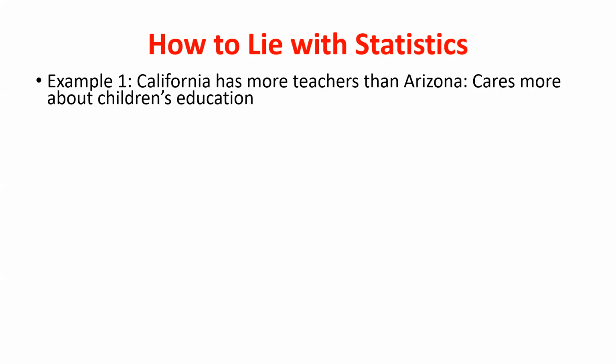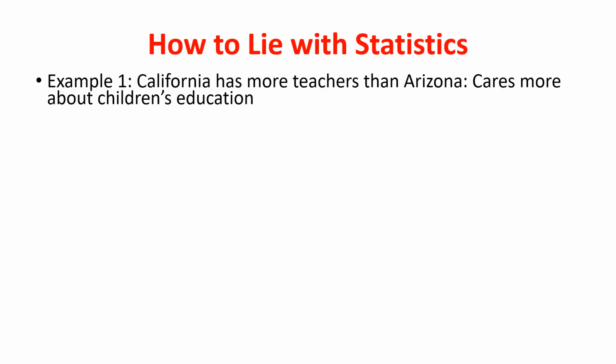California has more teachers than Arizona. Why does that not necessarily mean that California cares more about children's education? Yeah, I pray to God California has more teachers, right? They got way more students. So yes, this statistic is true. They do have a higher number, but the conclusion that was drawn, we got to think about that, is probably not the statistic we want. What statistic would be better here? Probably something like teacher to student ratios in the two states.